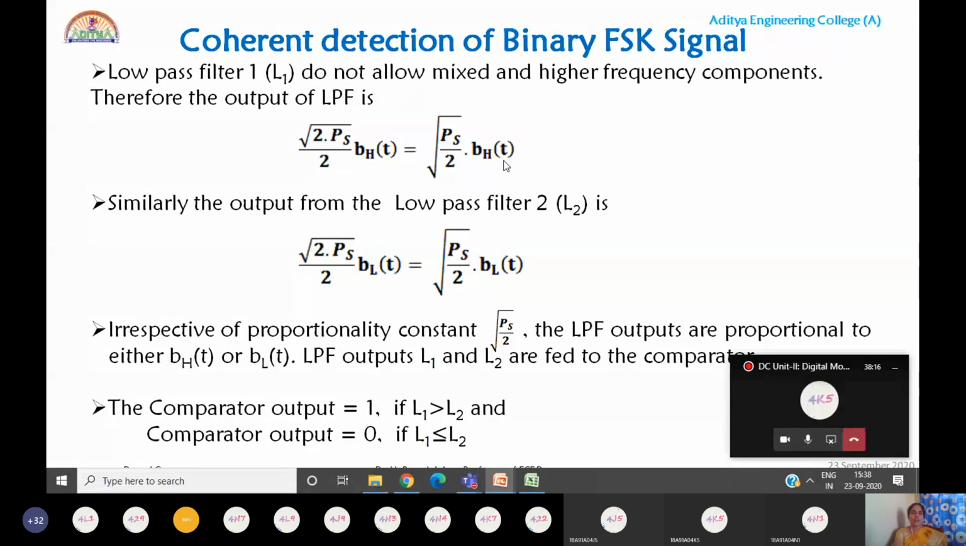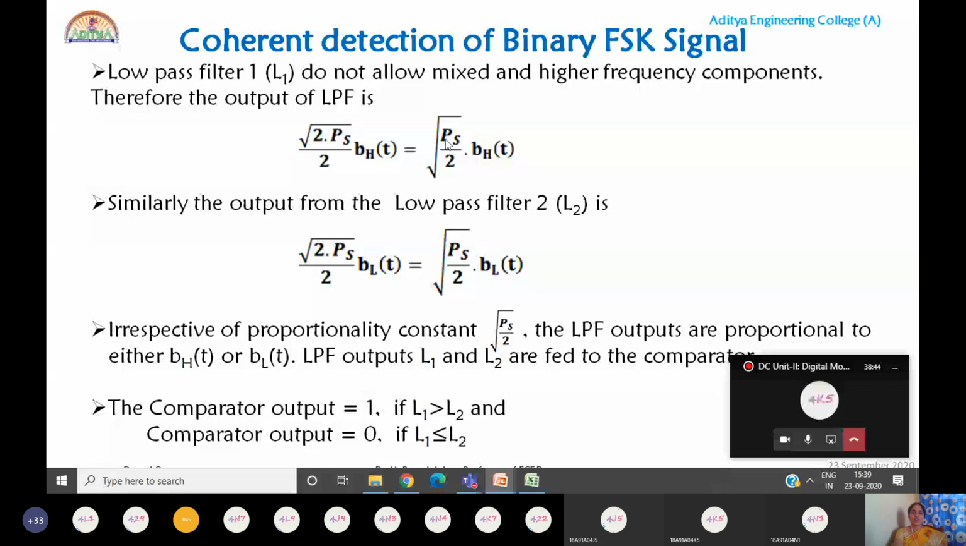BH of t. So similarly, what is the output from the lower correlator? In the lower correlator, the FSK signal is multiplied by cos 2 pi FLT. Once you multiply like that, the low pass filter will not allow all the higher or mixed frequency components. So the output of low pass filter L2 will be root over PS by 2 into BL of t.